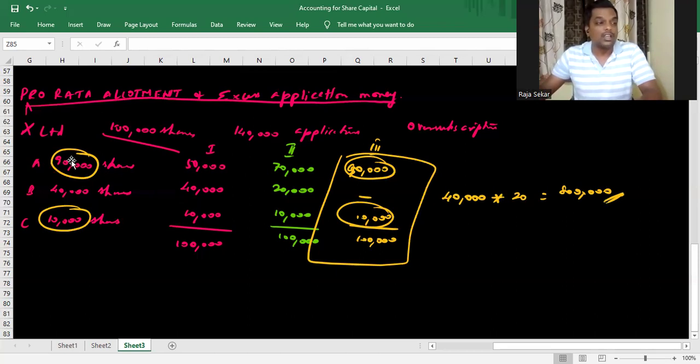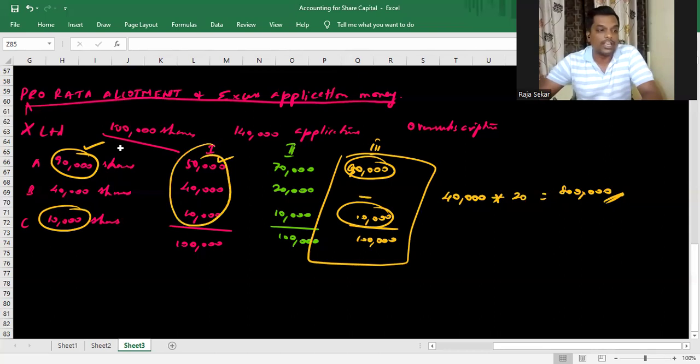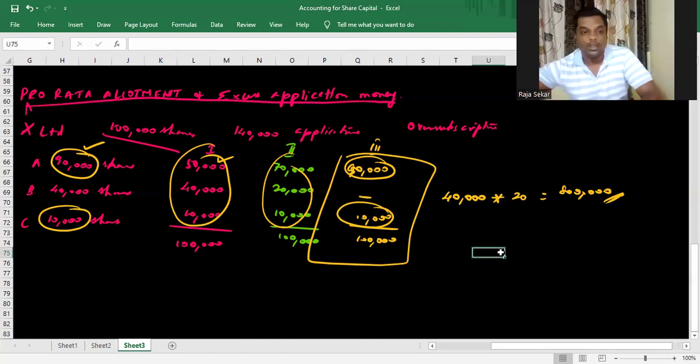Likewise, in this situation, A had asked for 90,000 shares and made 90,000 applications, so he would have paid 90,000 into 20 rupees, 18 lakhs. Whereas he's only allotted 50,000 shares, so the extra 40,000 applications that A has made are excess applications, and that money will be refunded to A if the company goes ahead with case one. Likewise, for case two, it will refund the money on the excess applications. Understood or not, my dear children? Now, this is what we have learned till now.